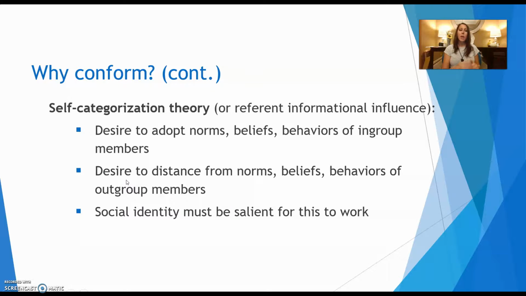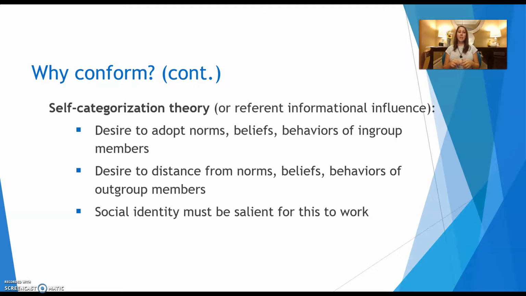The third type is called self-categorization theory. And this is also referred to sometimes as the referent informational influence. This is the idea that when we have in-group members, we desire to fit into our in-group, right? I assume I'm like the people in my group. And so I'm going to adopt the norms, beliefs, and behaviors in that group, right? Have you ever been in a situation where maybe a friend group or a social circle or a study group or something else, and you find out that you're the only one who disagrees with everybody else about a topic? It can be really uncomfortable, right?